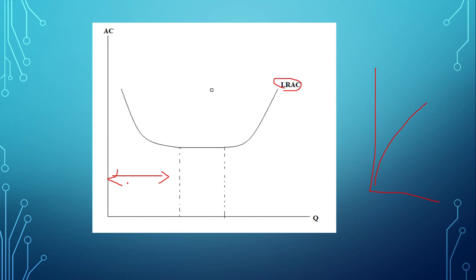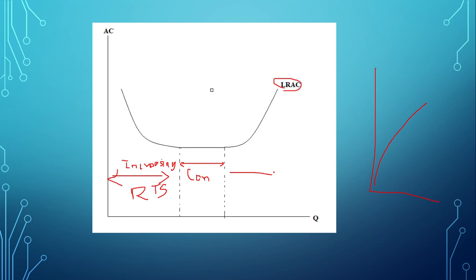Okay, in return to scale theory we studied if the output increases at a rate higher than the increase in the input, we say this as increasing return to scale. So this is increasing return to scale. Okay, you see, even if the input is increasing, the cost is remaining the same. That means input also increasing, output also increasing, so there is no change in the average cost. So here you can say this as the constant part. Okay, constant return to scale.